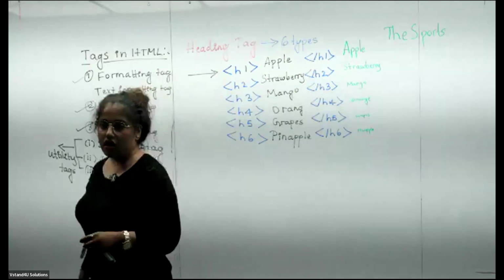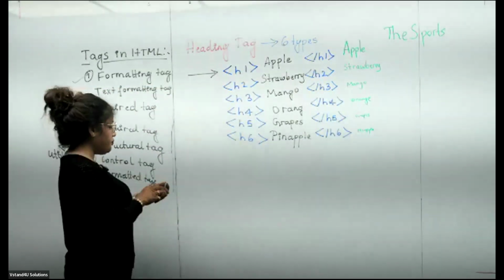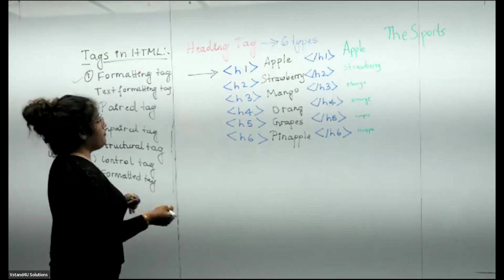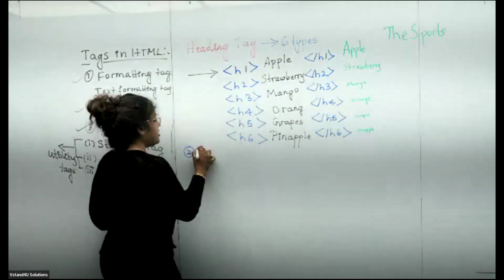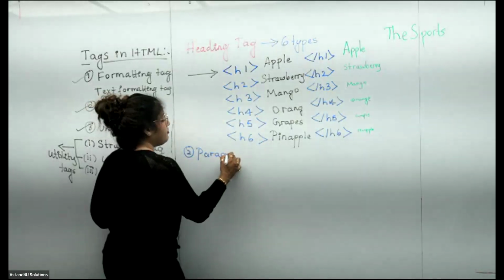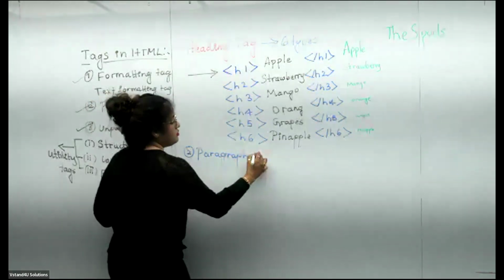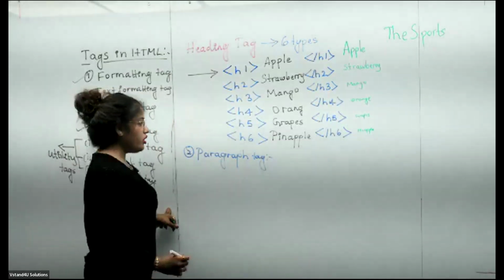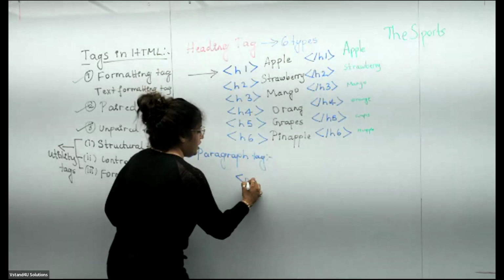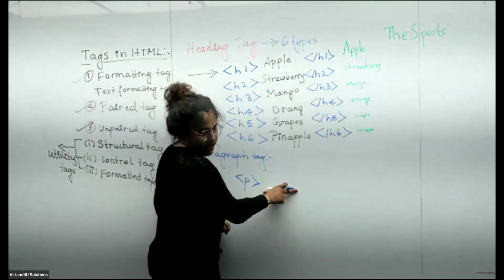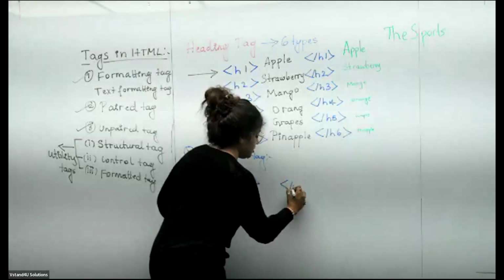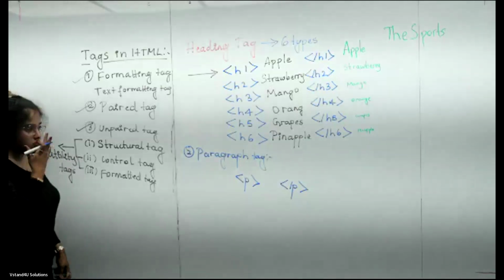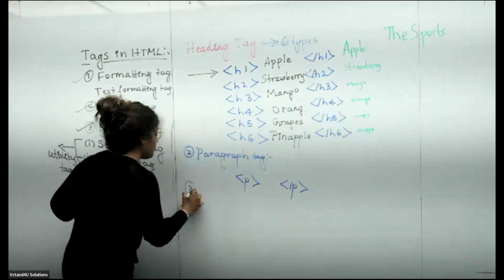Clear? The next type of tag, which you people are already familiar with, is called the paragraph tag. How will you represent this? P, and you will pass some content inside this, and I will be closing the paragraph tag. Yes, done.